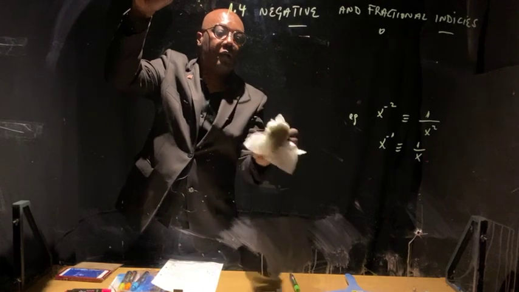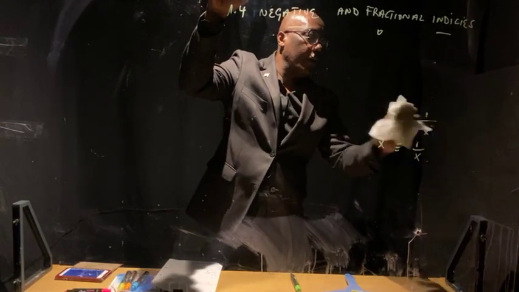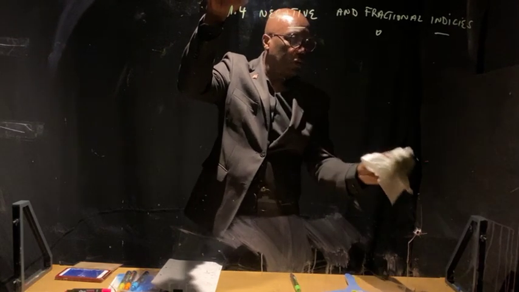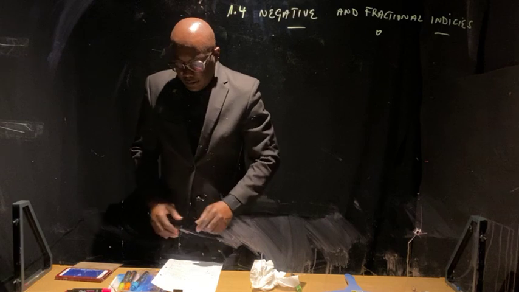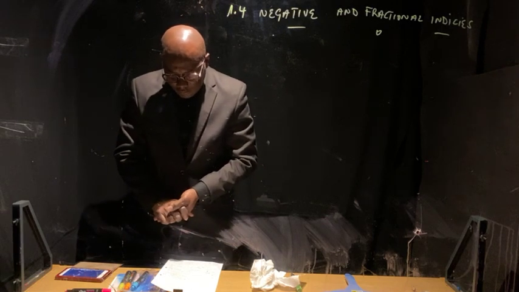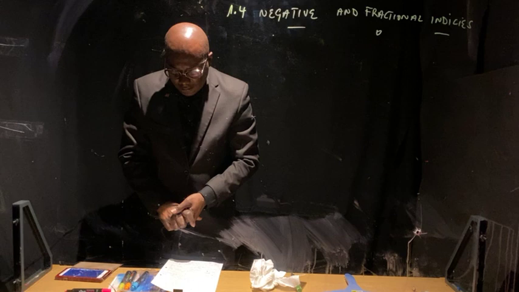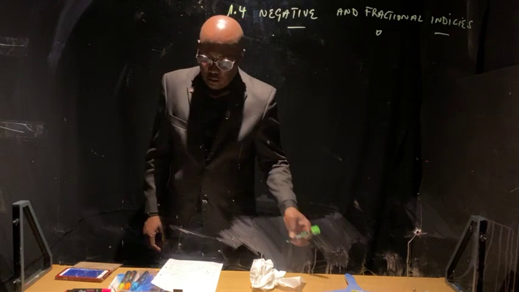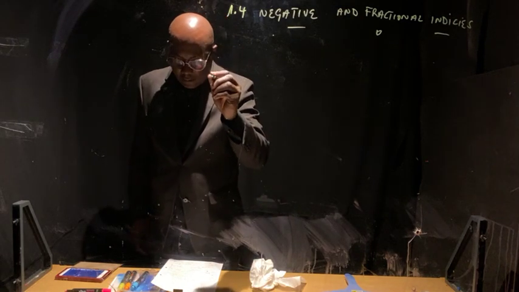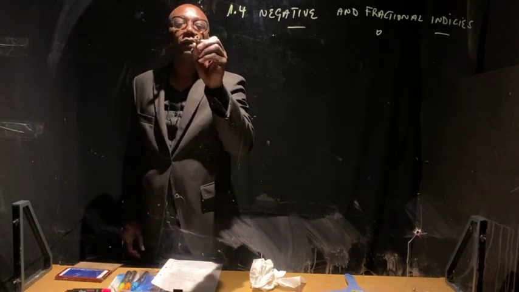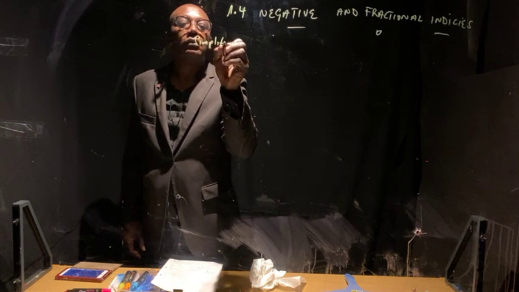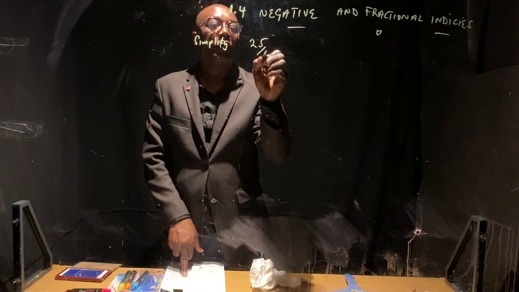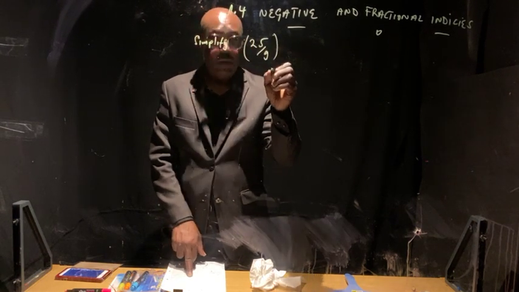Take your time, copy. This is a video, so you may pause it and continue later. Let's go ahead. For instance, we have here 25 over 9 all together raised to the power of 3 over 2, which we simplify.